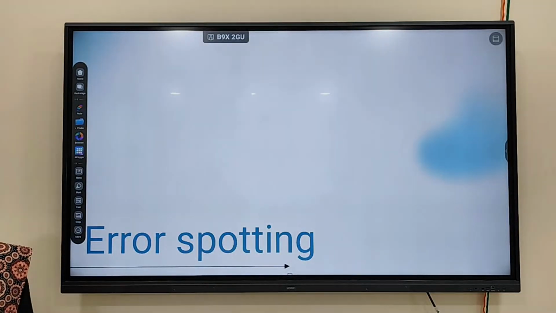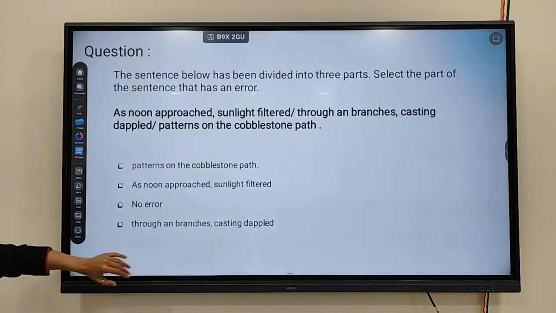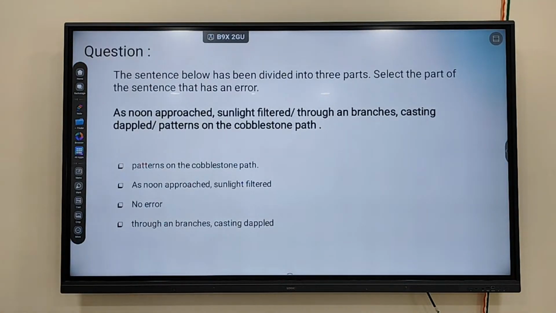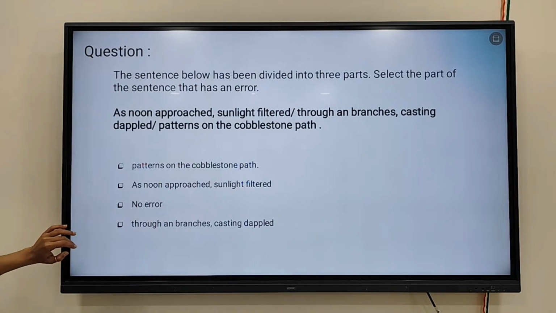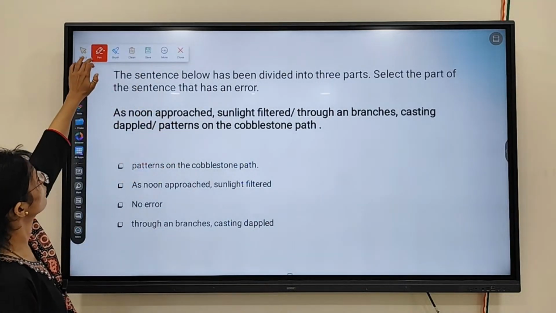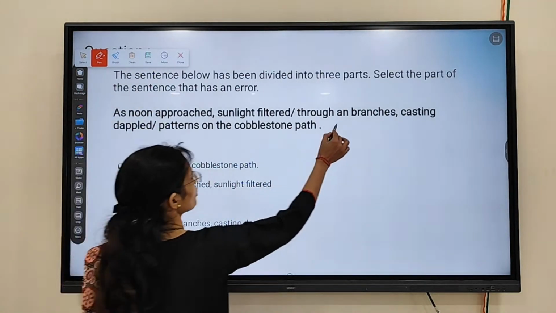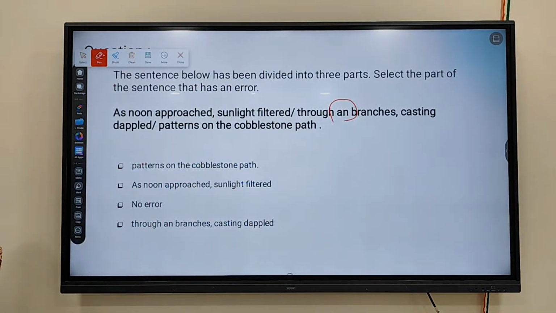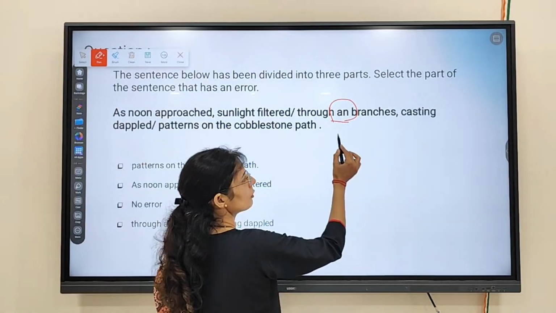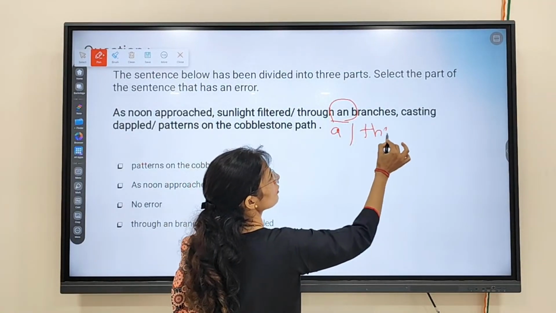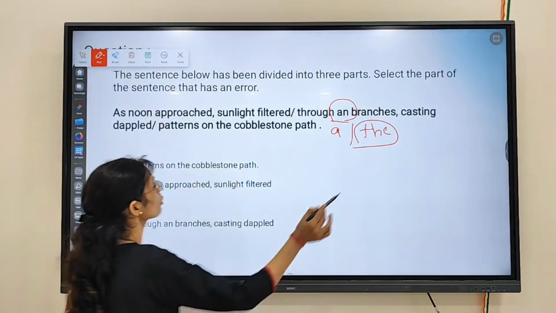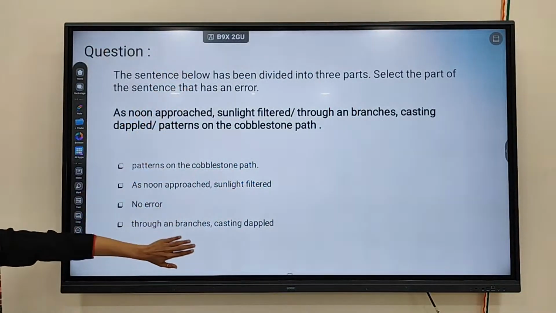We'll start with error spotting. That is easy. We've already covered some of the examples. As noon approached, sunlight filtered through and branches, casting dappled patterns on the cobblestone path. Which one is the odd sentence? Through and branches. Why is it odd? What should be here? A branches, the branches. Great. It should be through the branches. Very good. So we'll do quick.